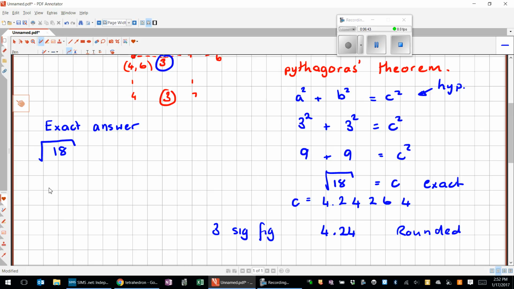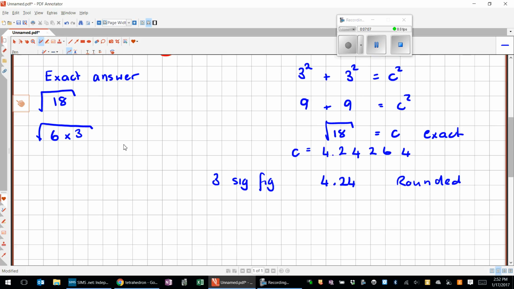Okay, yeah. So what we're looking for is to break 18 into 2 factors. What we're looking for there, if we did 6 times 3, it doesn't help us. Because what we're looking for is a number that we can square root. So this one doesn't help us. Right? So what we then try is, we think, what are the square numbers?